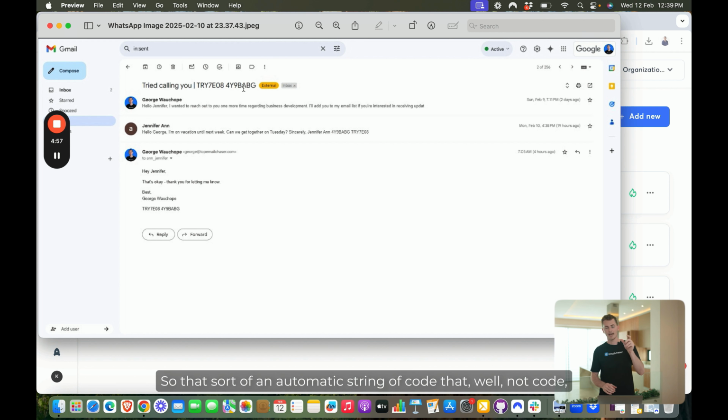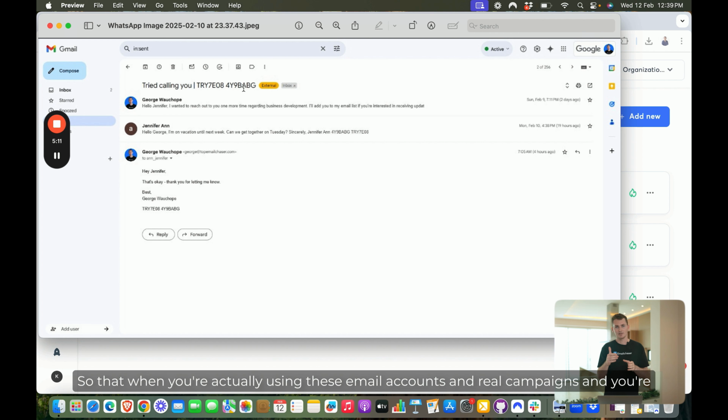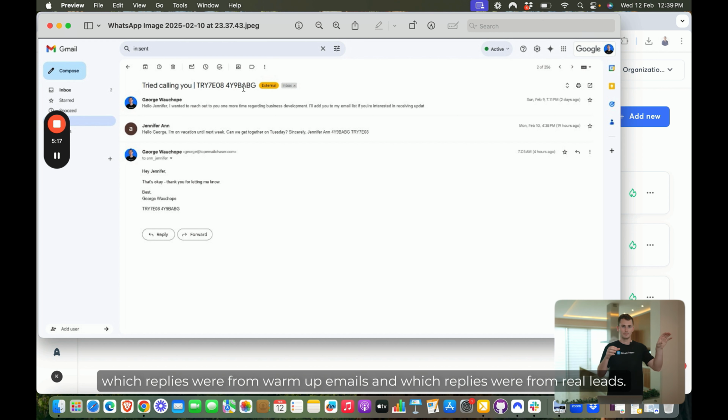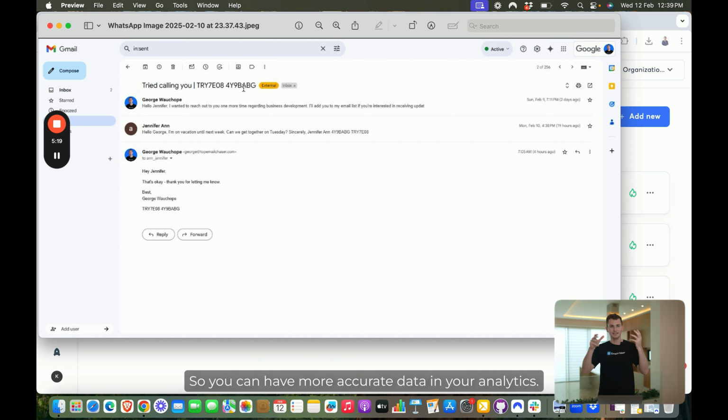That's an automatic string of letters and numbers that these warm-up tools add to your warm-up emails, and that's how they identify that a particular email is a warm-up email, so that they don't track it as a reply. When you're actually using these email accounts in real campaigns and contacting real leads, there's a way to differentiate which replies were from warm-up emails and which were from real leads, so you can have more accurate data in your analytics.